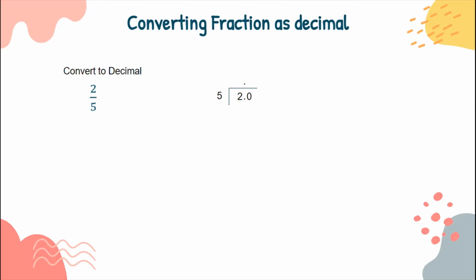So it is now 20. We can now start dividing 20 by 5. It's 4. 4 times 5 is 20. 20 minus 20, the answer is 0. That is how we convert a fraction to a decimal. Just divide the numerator by the denominator.